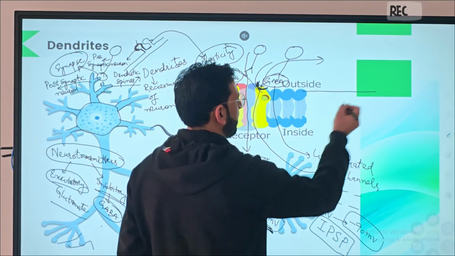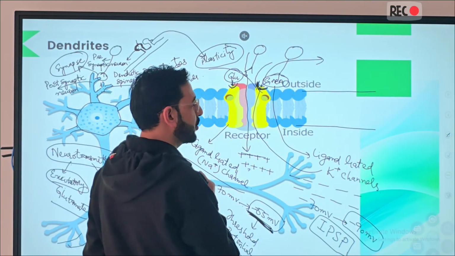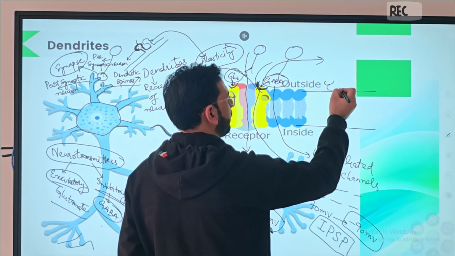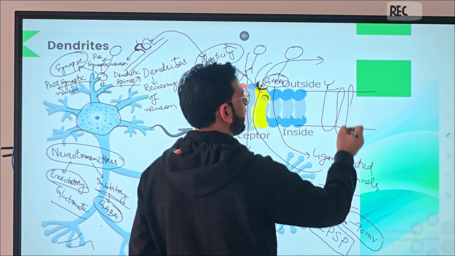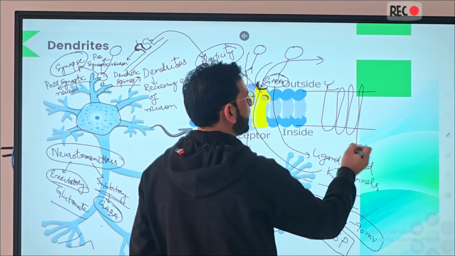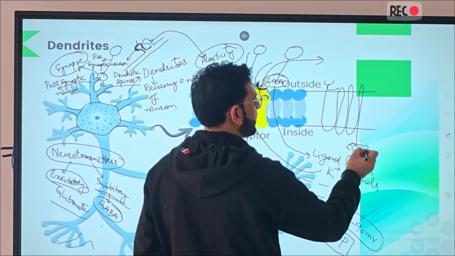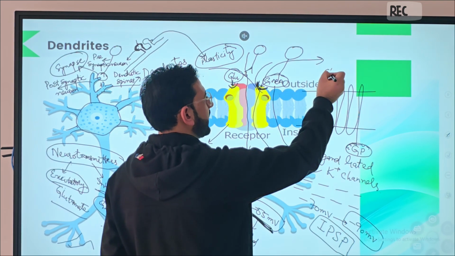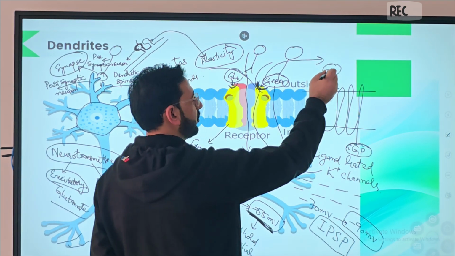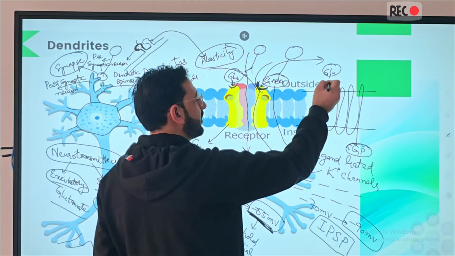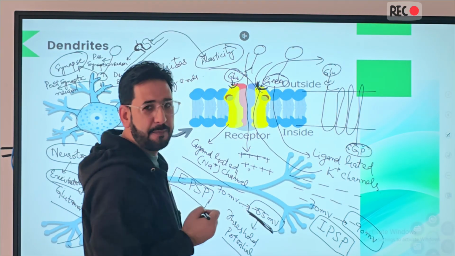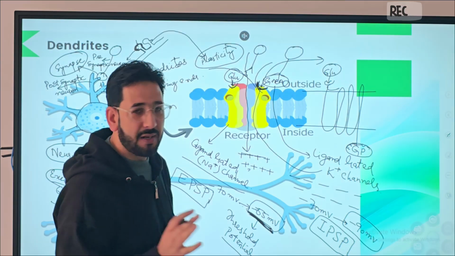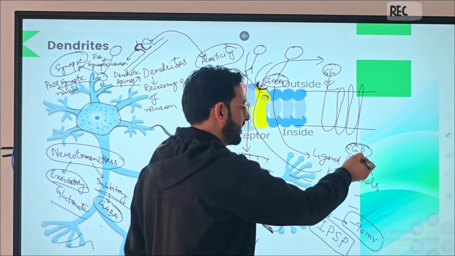Now, I have already told you that not only ligand gated channels, there can be, for example, a G protein coupled receptor, if I extend this cell membrane up to here. Here is the G protein. When this neurotransmitter, for example glutamate, I will give the example of glutamate only here, binds on this receptor, this receptor is not bound to a ligand gated channel. It is bound to a G protein.